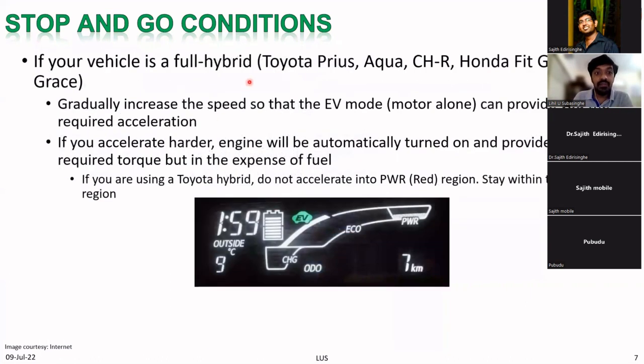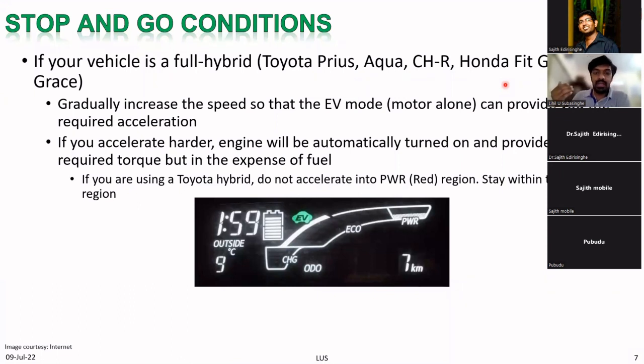Now, what about full hybrid vehicles? Toyota Prius, Aqua, CHR, Honda Fit GP5, Honda Vezel, Honda Grace, all the recent models are full hybrid vehicles. Full hybrid vehicles means it has a full electric mode. When in a stop and go condition, once you accelerate slowly, the motor is the power source. The motor is the traction force to move the vehicle in the initial stages. The engine simply does not turn on. If the battery has enough charge capacity, then the battery will drive the motor and the motor will drive the vehicle without any support from the engine.